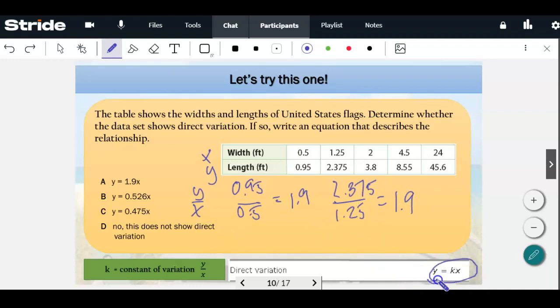Our equation should be in this form. This is the k when we did the y over the x. So all it simply is just 1.9x.